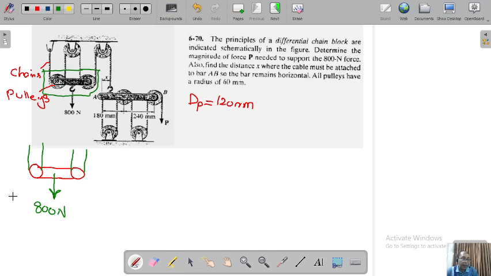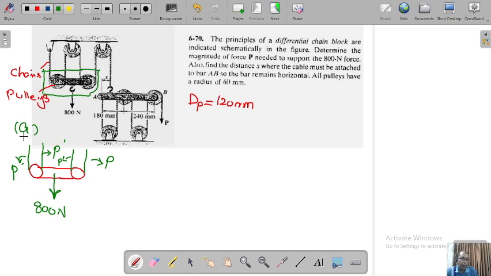So let's say this is P dash, this is also going to be P dash, this will also be P dash, and all these chains are P dash, okay. So by seeing this, you can say this is your diagram A of the FBD.